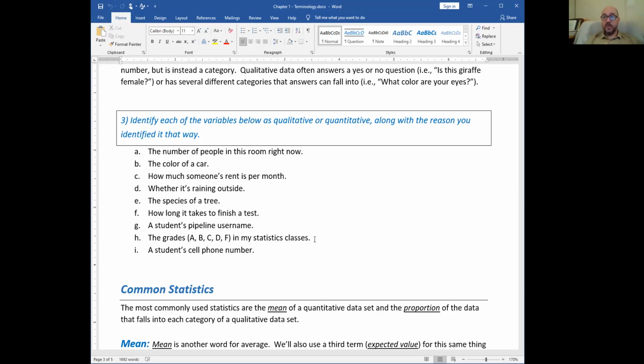But these are labels, right? So this is qualitative data, but it's qualitative data that has some of the properties of numerical, or quantitative, data. The specific property I'm thinking of is that you can put them in order, right? A is better than B, is better than C, etc.